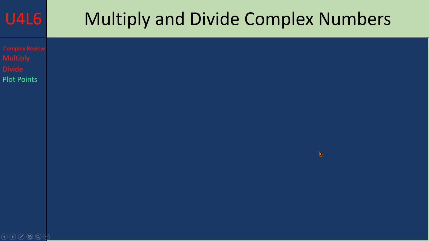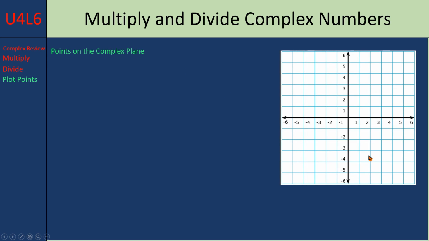The last thing we have to do is plot complex numbers. And we plot that on the complex plane. The complex plane is this. It looks just like a regular coordinate plane, the Cartesian plane, but the x-axis is now called the real axis, and the y-axis is the imaginary axis. Okay, so the way it works is, see, you have a complex number.